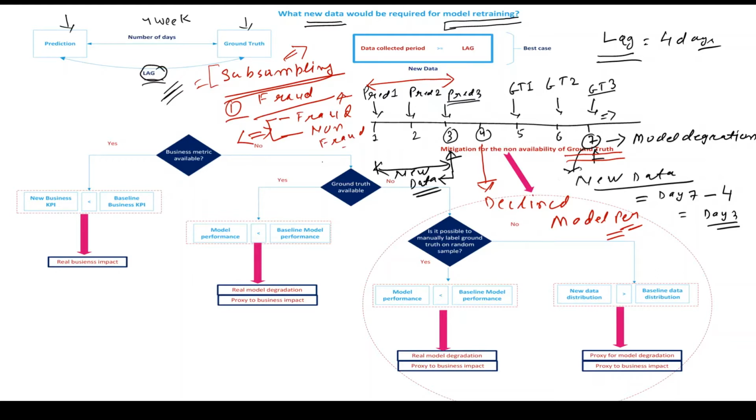Okay, so just to summarize, in this video we have seen two different approaches to understand what new data would be required for the model retraining activity. The first approach is based on whether the ground truth is available at the time of the model retraining activity. And the second approach addresses the problem where the ground truth value is not available at the point of model retraining. In that approach, we have seen how we can manually label ground truth on a random sample of data. That's it for now.